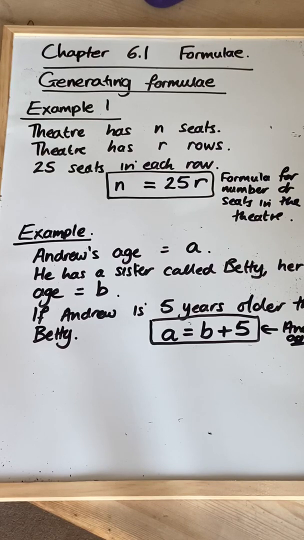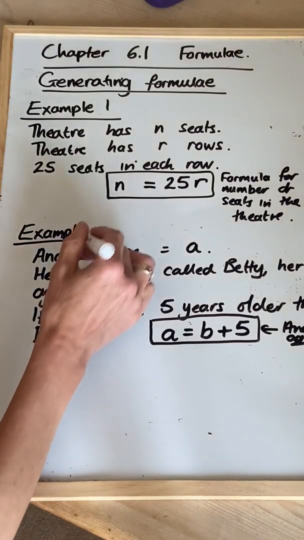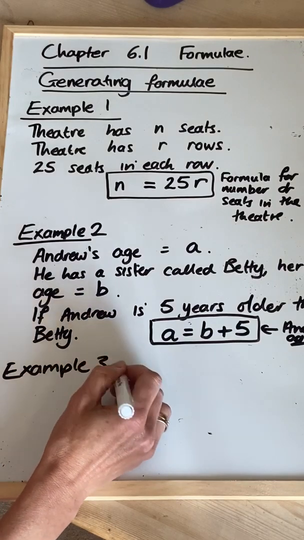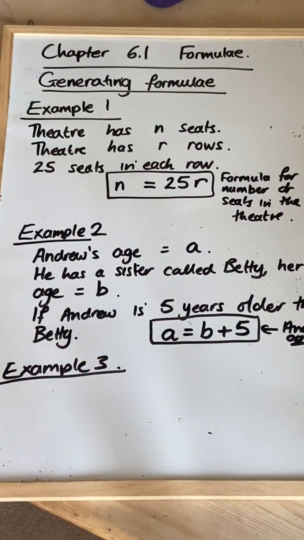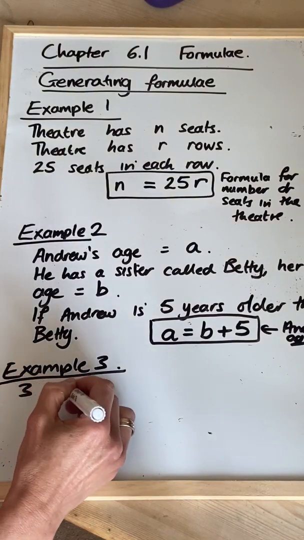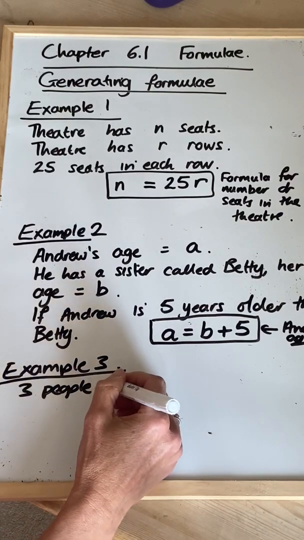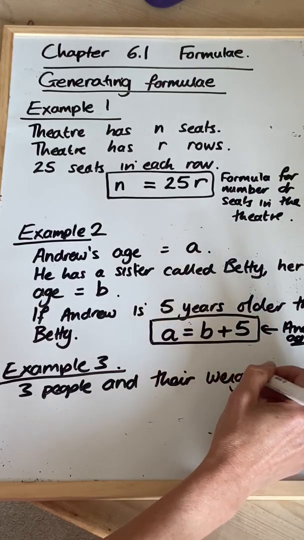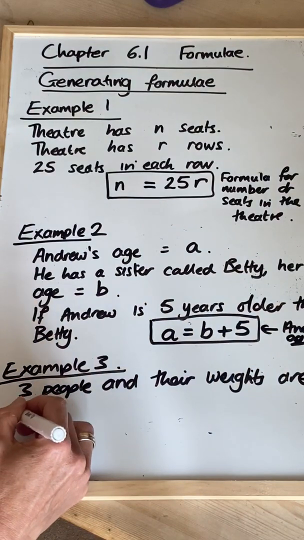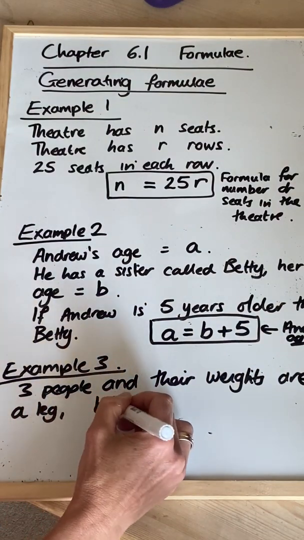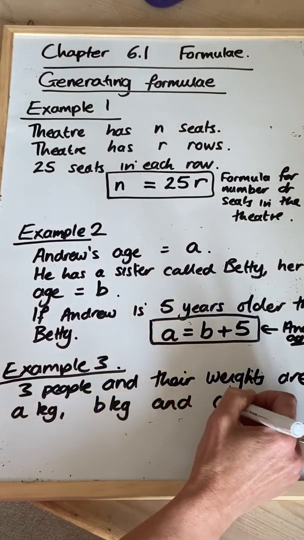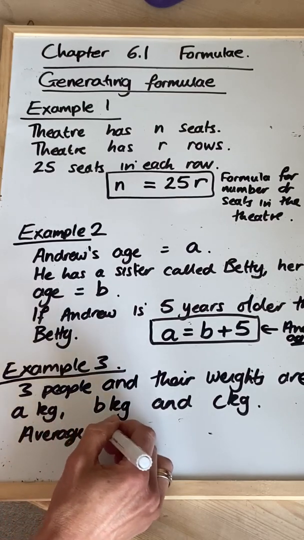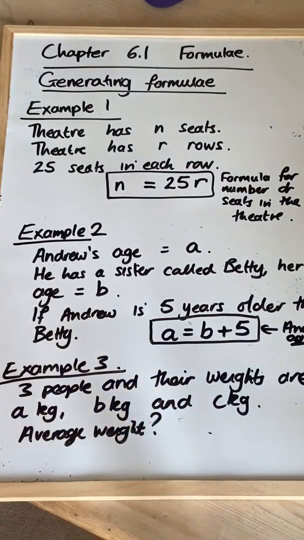Last one uses our knowledge of averages a little bit more. That was example 2. Example 3. Let's say that we've got 3 people. And their age, not their ages, their weights are A kilograms, B kilograms, and C kilograms. We want to know their average weight. What formula could we use for that?